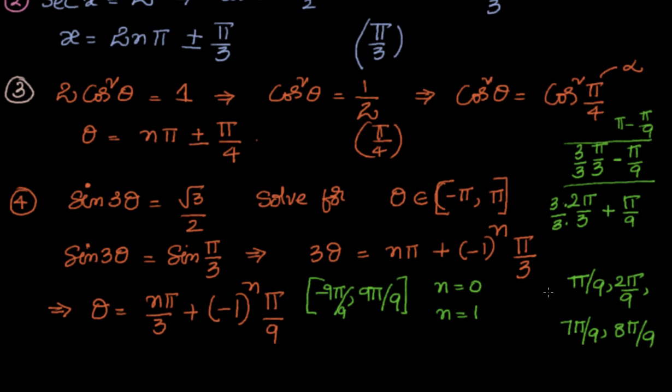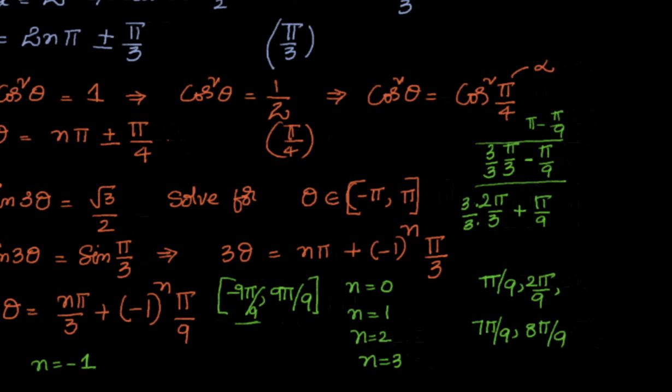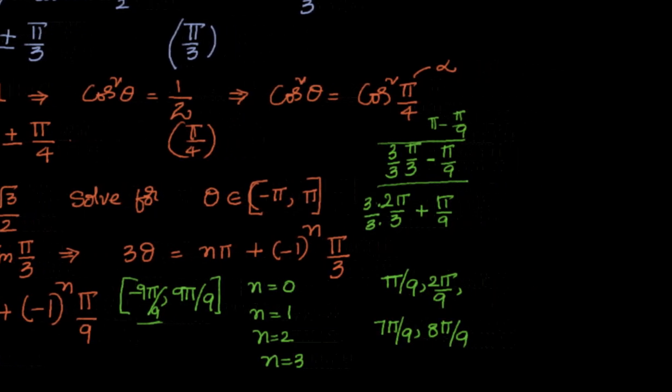Do we have anything here? Because I have minus 9 pi by 9, so let us check n equal to minus 1. We have checked for n equal to 2, n equal to 3. Let us check for n equal to minus 1. Okay, should we do this in a better way? Just give me a minute. We'll do it in a better way, one by one, so that we'll understand.